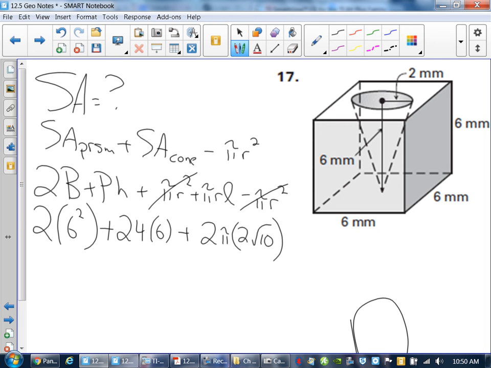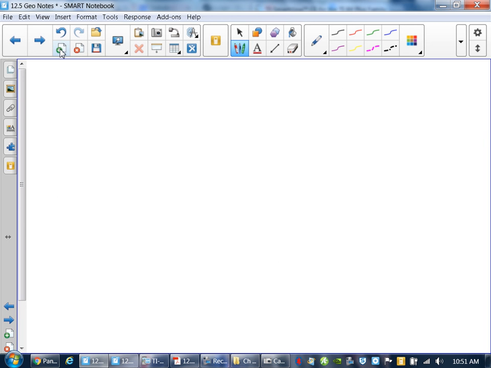Last little bit to talk about are spheres. Okay. Spheres. Earth is round. But it's oval shape. Spheres are 3-dimensional circles. Okay.